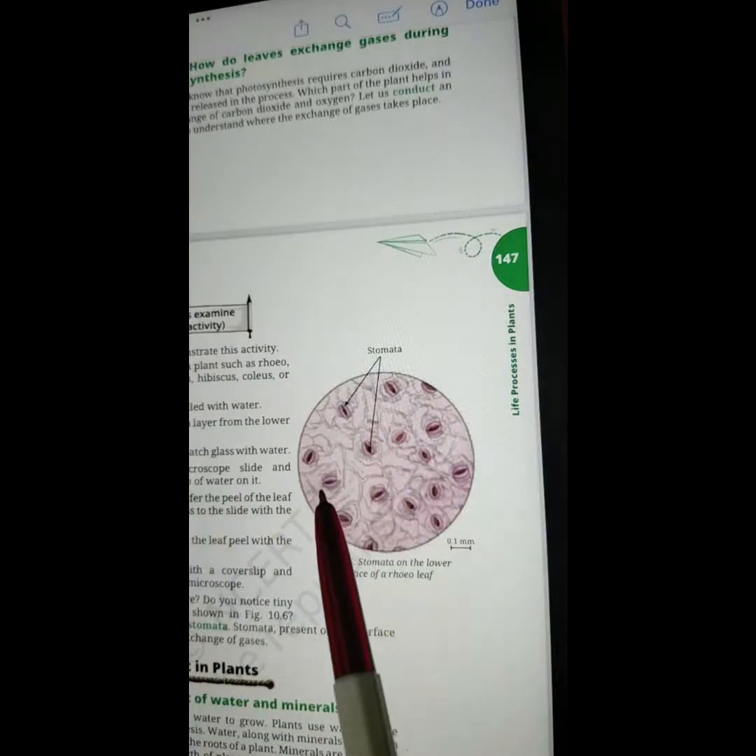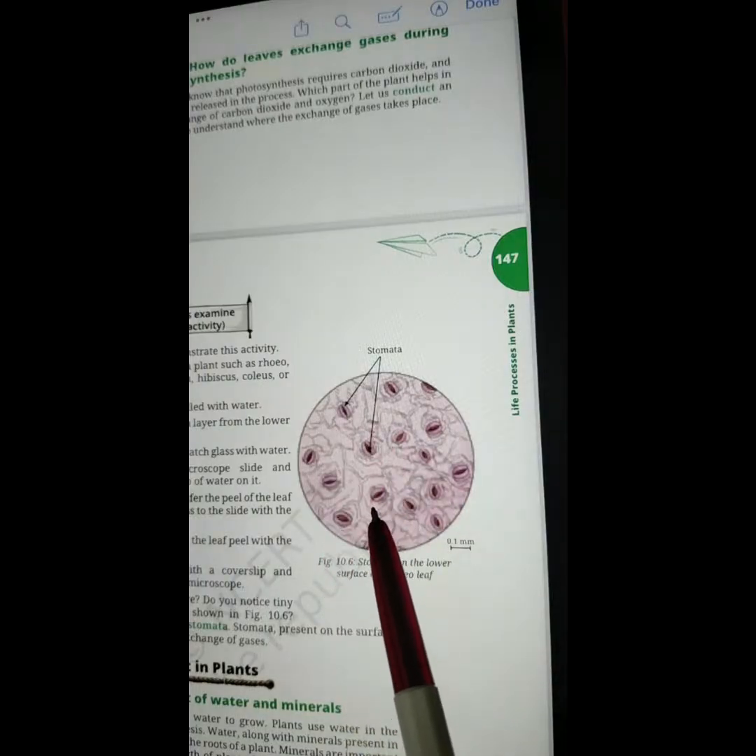So here you can see that the image has been shown to you, and all these structures are stomata. You can see a dark line. This dark line refers to the stomatal pore, and the kidney shaped cells which are surrounding the pore are known as the guard cells. What do you observe? Do you notice tiny pores on the leaves as shown in figure 10.6? These pores are known as the stomata.